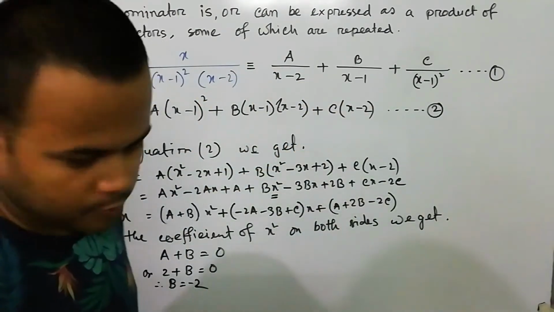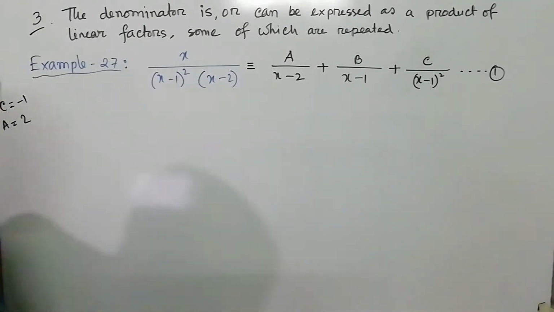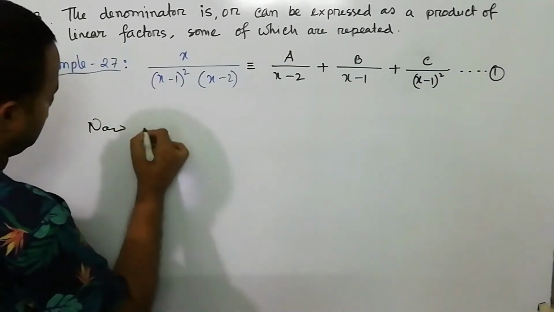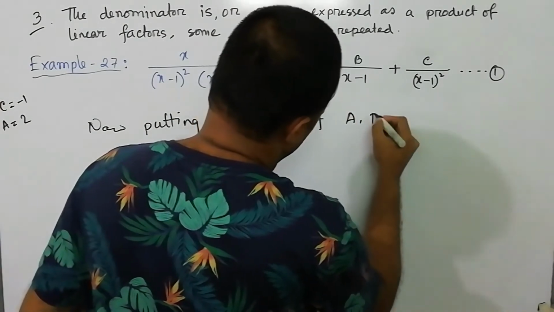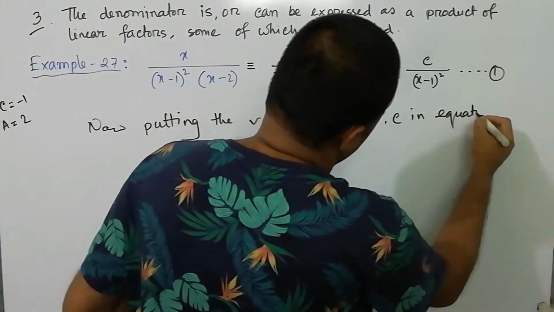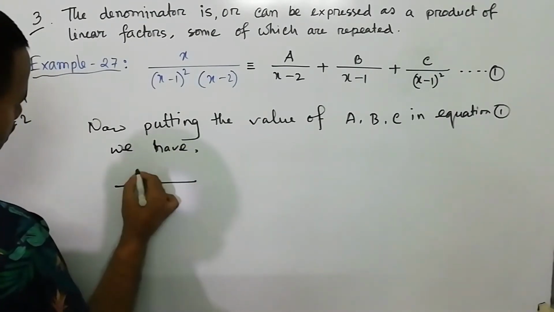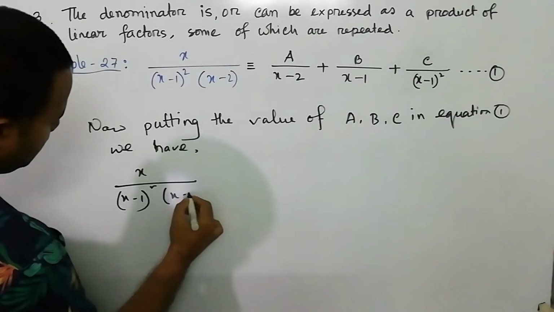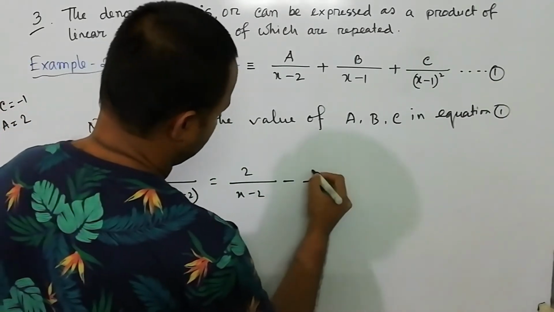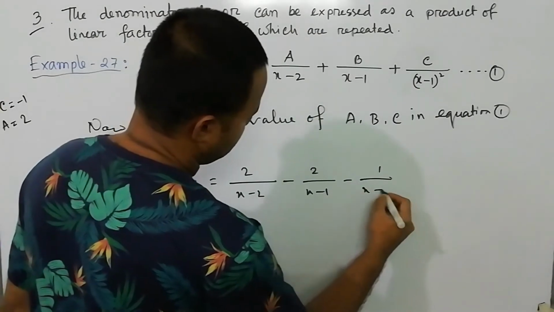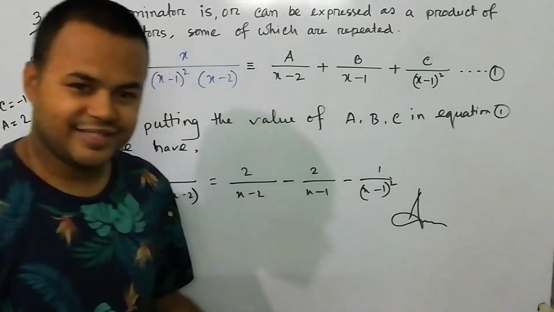Now if we put the values of a, b, c in equation 1, we have x by x minus 1 whole square x minus 2 equals to 2 by x minus 2 minus 2 by x minus 1 minus 1 by x minus 1 whole square. That is our required result. That is the answer. Okay, this is type 3.